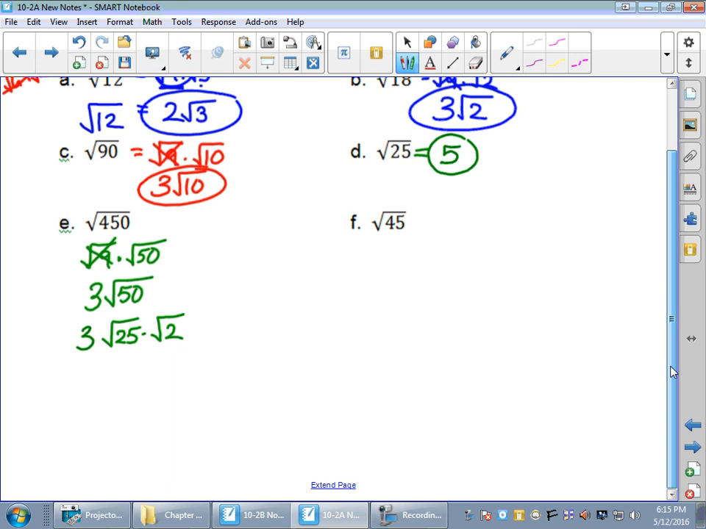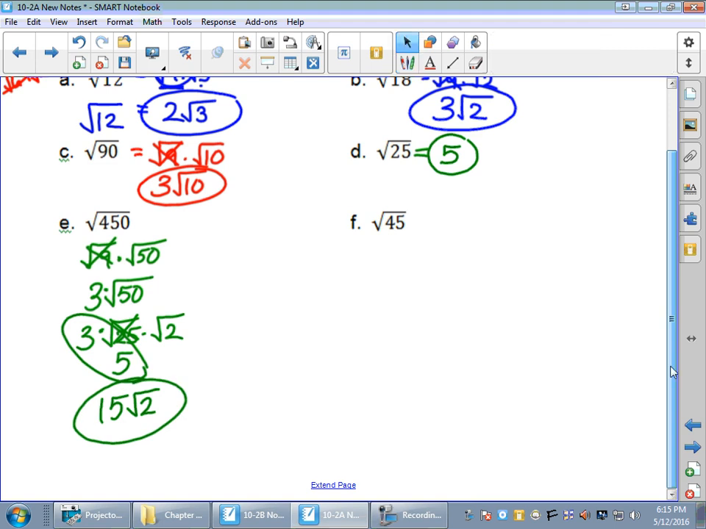225 would give me the 450. So when I take this 5 out, this is all multiplication. Anytime you write those numbers on the outside, it's all multiplication. So I have 3 times the square root of 25, which is 5. So now I'm going to multiply those two together because there's a 3 on the outside and a 5 on the outside. So I'm left with 15 root 2, or 15 times the square root of 2.